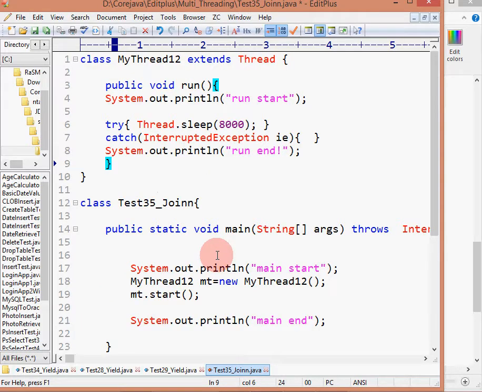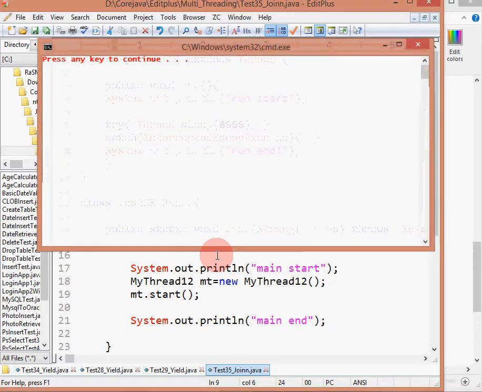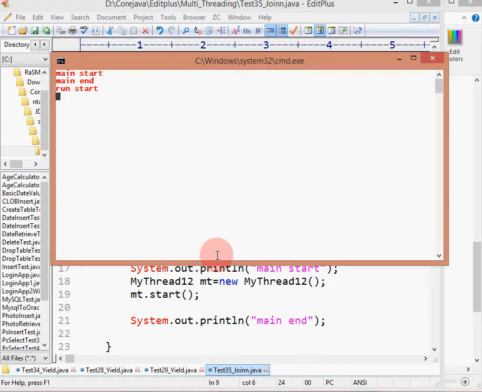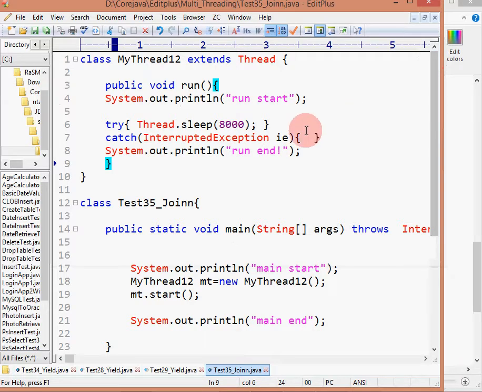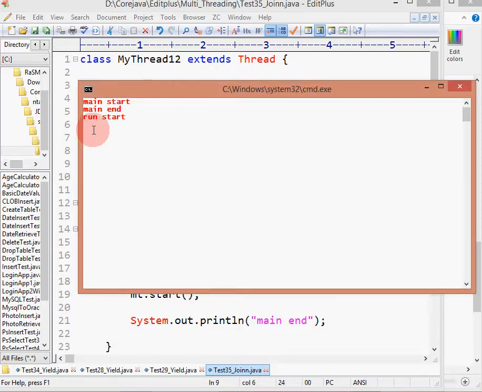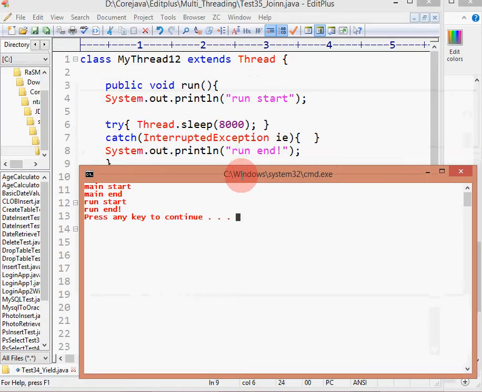See, let me try to compile and execute. See what the answer is. Main started, main ended, run started. You have to watch the execution also. 1, 2, 3, 4, 5, 6, 7, 8. That means it will take 8 blinks, that means 8 seconds. Here I wrote 8,000, that means 8 seconds. That means if I place 5,000 here, it will wait 5 seconds.